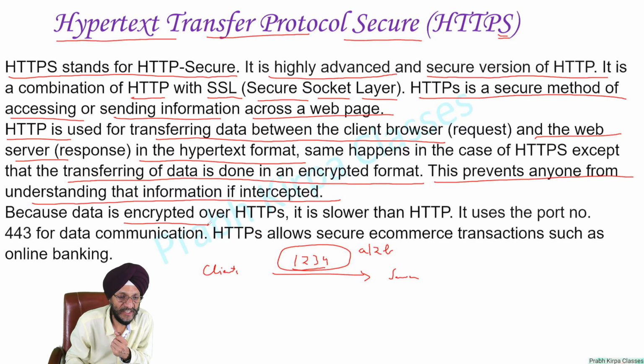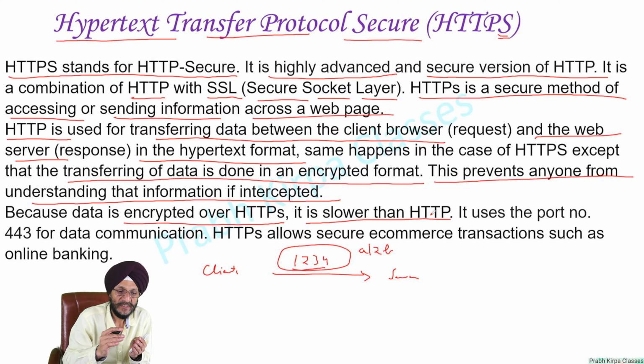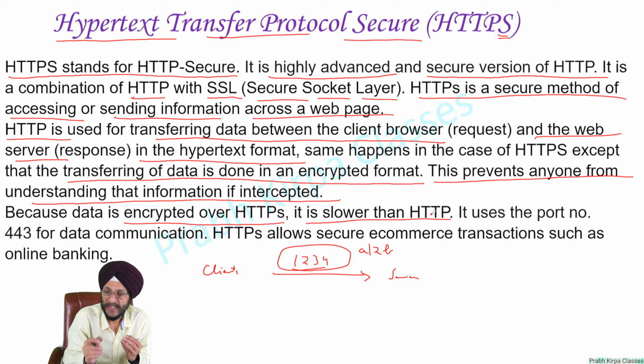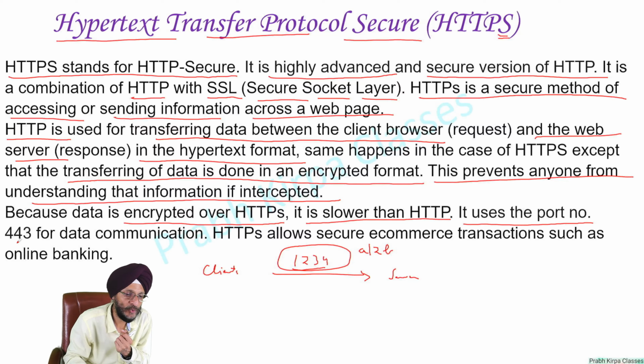Because data is encrypted over HTTPS, it is slower than HTTP. Because in case of HTTPS, data is encrypted, so there is some time which is consumed in encryption of the data. So HTTPS is slower than HTTP. We have discussed that HTTP uses port number 80, whereas HTTPS uses port number 443 for data communication.